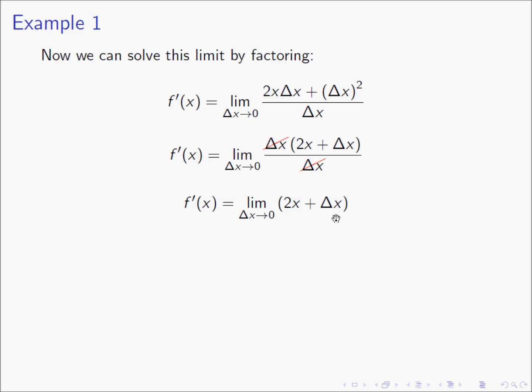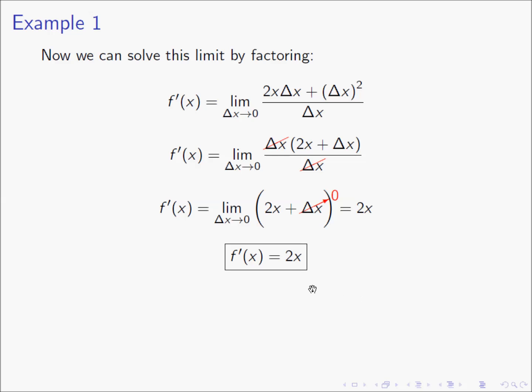But here delta x is approaching 0, and x is a constant. We are used to having x being the variable, but here we're taking the limit as delta x approaches 0. So delta x is the variable and x is a constant. So the limit of a constant is just the same constant. So this equals 2x. So this is the answer. The derivative of x squared is 2x.